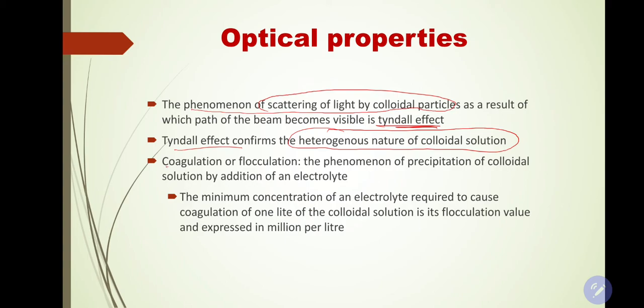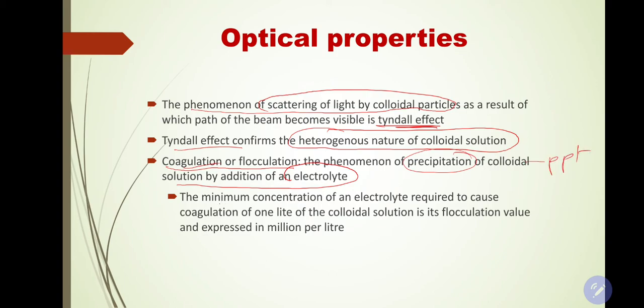Now, coagulation or flocculation. What is coagulation and flocculation? The phenomenon of precipitation of a colloidal solution by addition of an electrolyte. It is the precipitation of colloidal solution by adding a selective electrolyte, which is nothing but coagulation, that is, you form the precipitate.